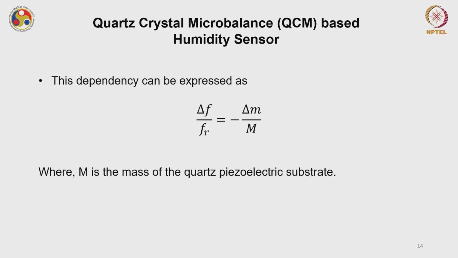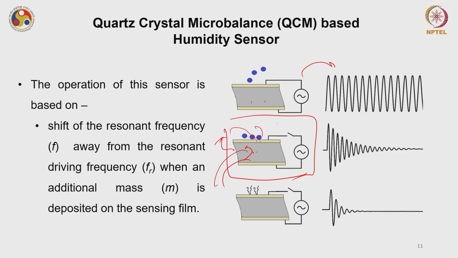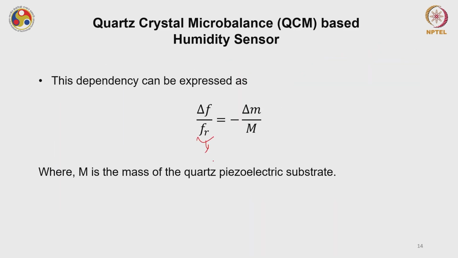So this dependency of the frequency can be expressed in terms of mass as del F by Fr equal to minus del M by M, where M is the mass of the quartz piezoelectric substrate and del M is the change in the mass. Fr we already have seen is the resonant frequency, or we have given a term resonant driving frequency, okay, and del F is the change in the frequency, okay. So by using this equation del F by Fr equal to minus del M by M, we can calculate the change in the frequency with the change in mass on the substrate, okay.